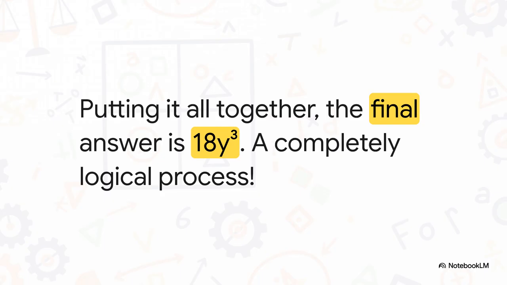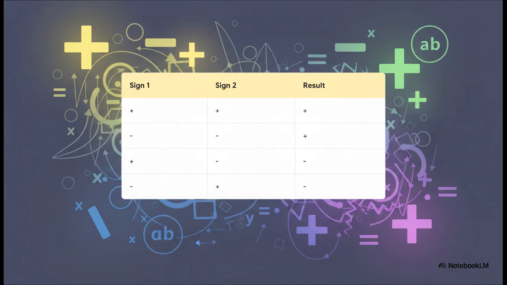So the final answer is 18y cubed. See how that works? It's not magic, it's just a simple process. Of course, things get a little spicier when negative numbers show up. But the rule for signs is actually pretty simple.